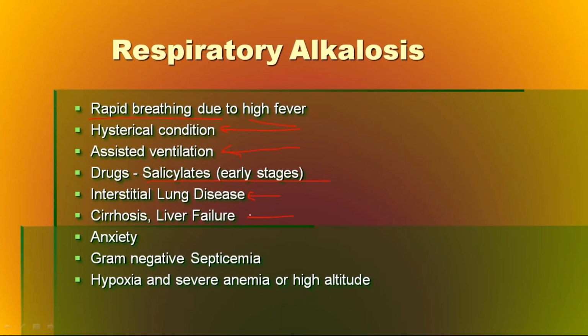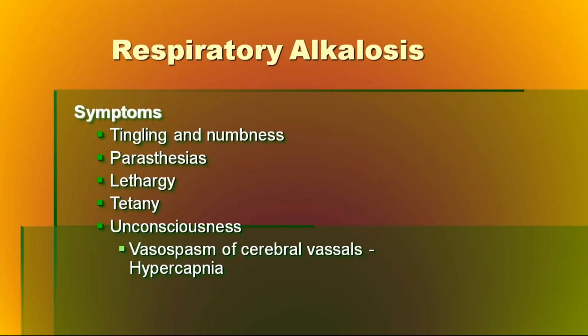Liver failure can lead to rapid breathing. Anxiety, again through rapid breathing. Gram-negative septicemias, again rapid breathing. Hypoxia and severe anemia at high altitudes can also produce it. These are some of the conditions. Think of conditions where you tend to breathe more, like examination tension or fear, hysteria, sometimes liver failure, and certain drugs. So you see the etiology.